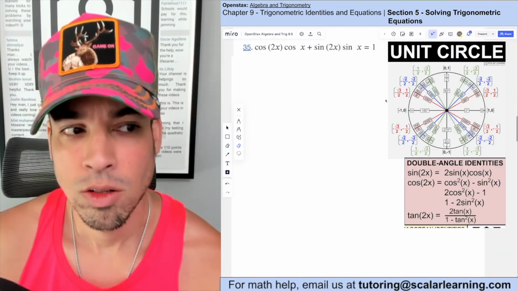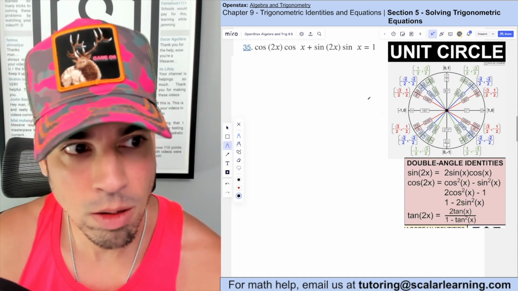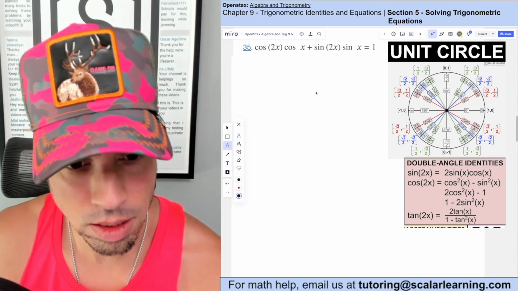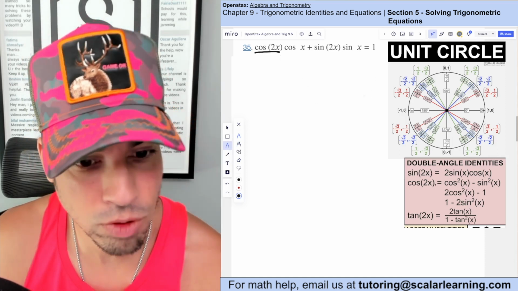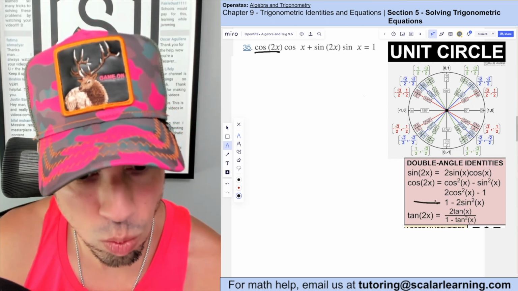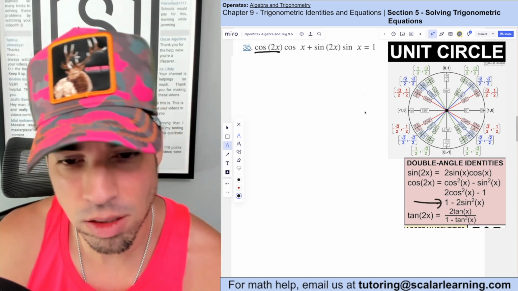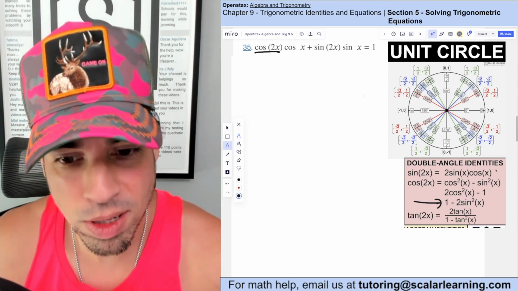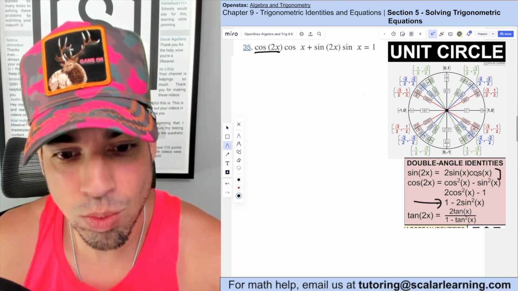Boom, done. So for this one, what I'm going to do is I'm going to use my double angle identities to simplify and then solve. So first of all, cosine of 2x. The one I'm going to use here is this one, 1 minus 2 sine squared x. And there's a reason why. You'll see when we plug this one in, because when I plug this one in, I have no choice, right?